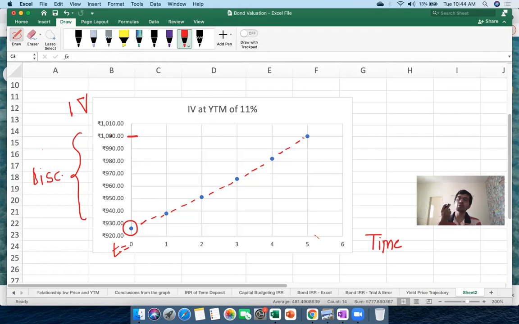Remember, whenever I'm uttering the word par value, I'm loosely speaking. It's not absolutely correct, but textbooks also write it in the same way. All right, so that is for a discount bond.